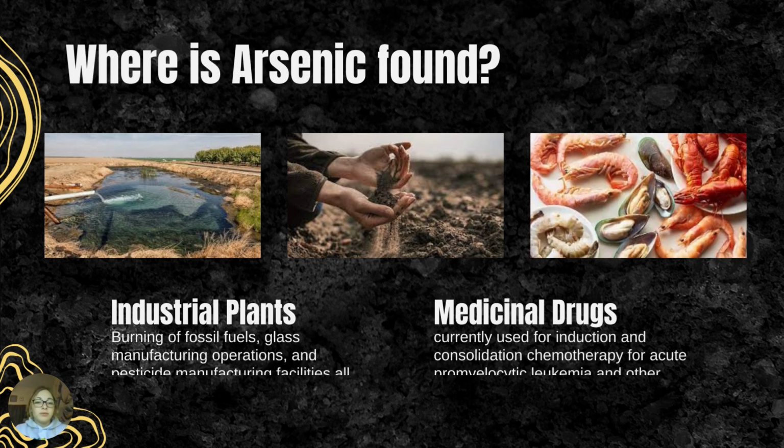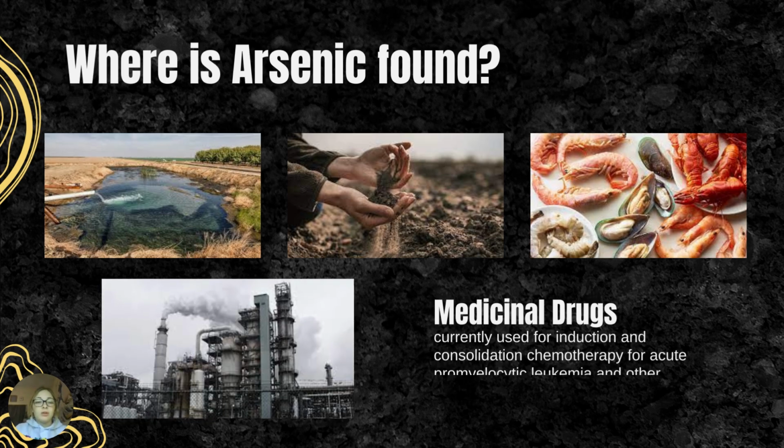So arsenic is also found in industrial plants, and the burning of fossil fuels, glass manufacturing operations, and pesticide manufacturing facilities all contribute to arsenic in the air. Now, along with groundwater, soil, food, and industrial plants, arsenic can also be found in some medicinal drugs. Some medicinal drugs are currently being used for induction and consolidation chemotherapy for acute promyelocytic leukemia and other cancers.